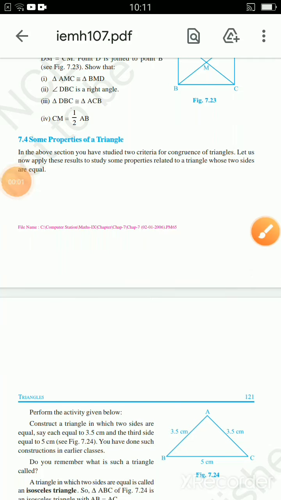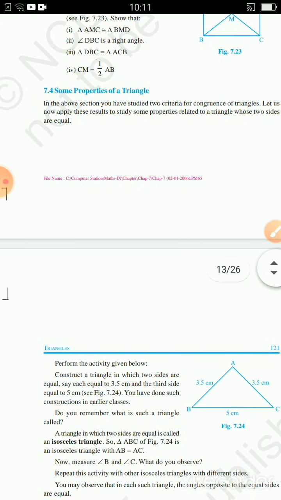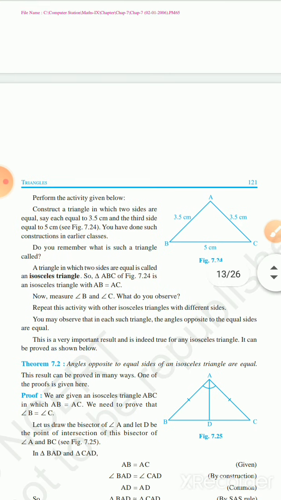Hello students, in the previous video I had explained the solution of exercise 7.1. Now in this video I am going to explain some properties of a triangle. So this video will contain two theorems and their proof.